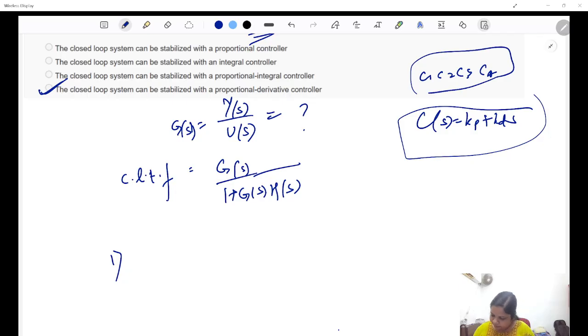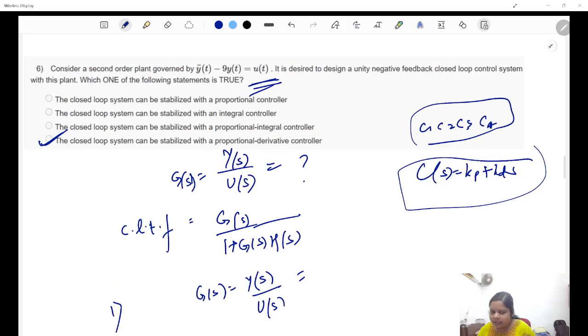So let's say, what is my Gs, Ys upon Us, after taking the Laplace transform? Come on, it's just a Laplace transform.